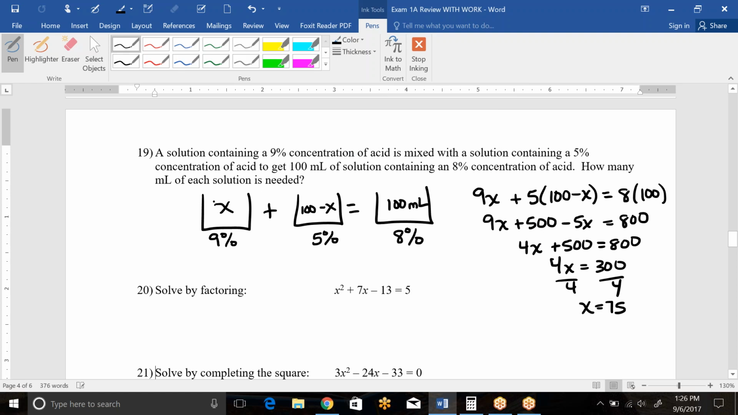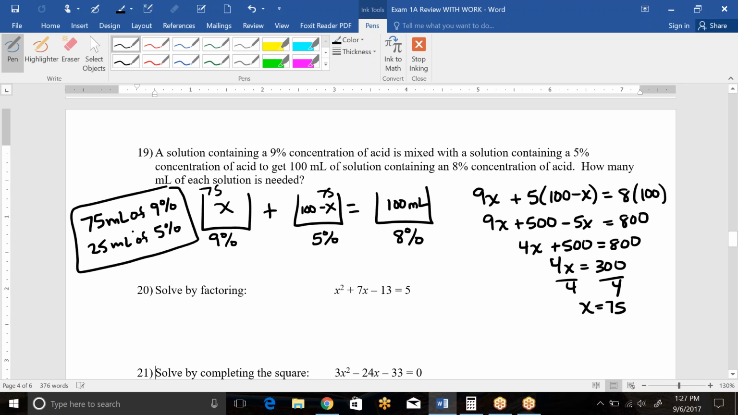So they need, and that's from X. X is bucket 1. So we need 75 milliliters of the 9% solution. So 100 minus 75 is going to give us the other bucket. So that's going to be 25 milliliters of the 5% solution. So there's the answer for both. And units are important. So make sure you have your correct units on your word problem answers.